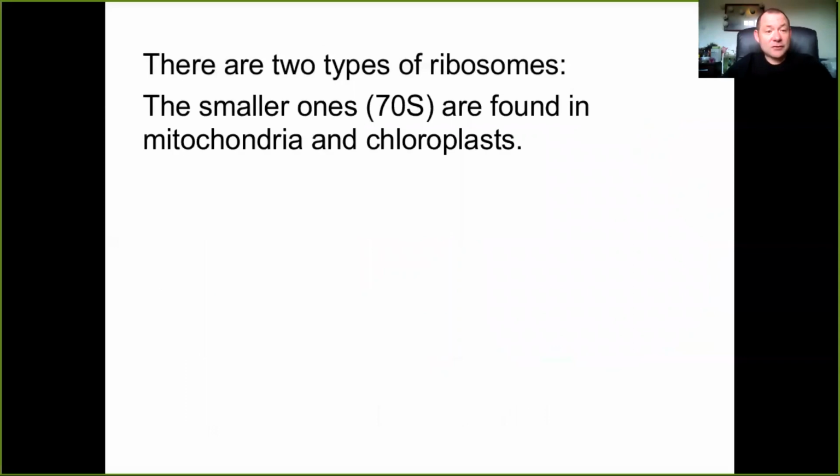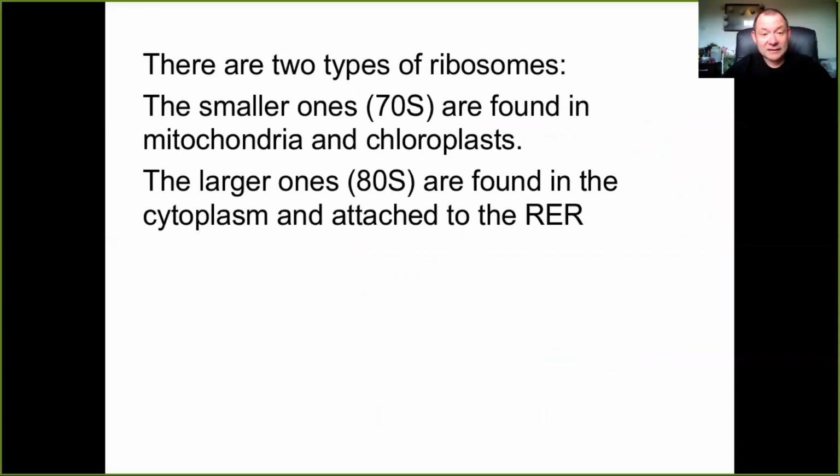There are two types of ribosomes. The smaller ones, 70S, are found in mitochondria and chloroplasts. The larger ones, 80S, are found in the cytoplasm and attached to the rough endoplasmic reticulum.